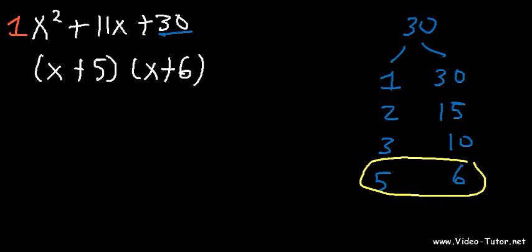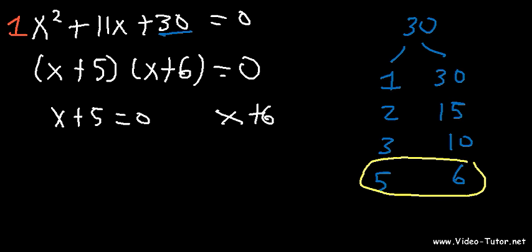By the way, if you need to solve the equation, let's say if this was equal to 0 and you want to find the zeros, set each factor equal to 0 and solve for x. So here x would equal negative 5 and x would equal negative 6. That's how you can find the zeros of a polynomial, by factoring.